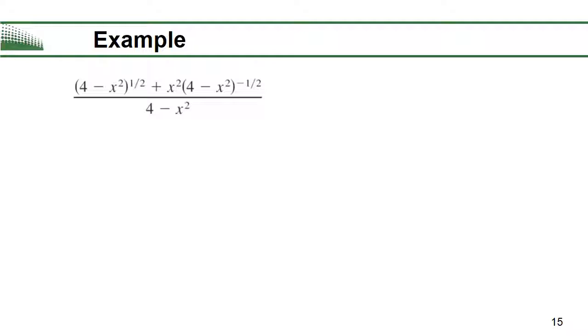Oh, this looks like a really fun example. So why don't you give this a try, pause the recording, work your way through it, and then resume recording to check your answer.